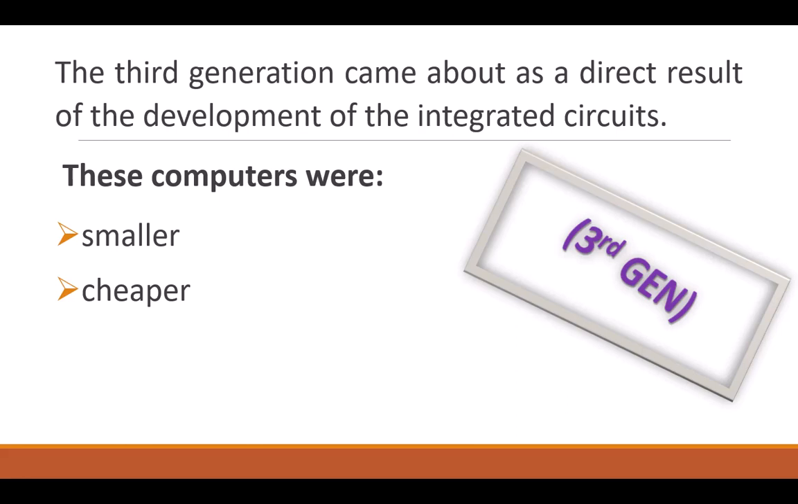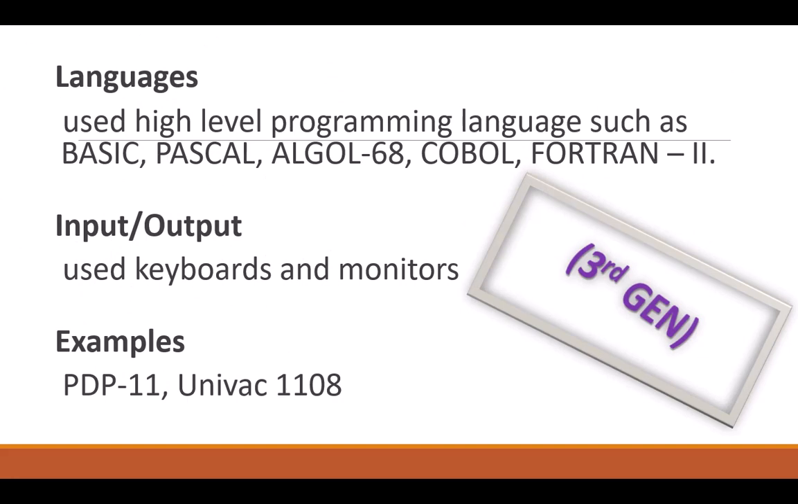Transistors were miniaturized and placed on silicon chips, called semiconductors, which drastically increased the speed and efficiency of computers. These computers were smaller and cheaper. Languages. Used high-level programming languages such as BASIC, Pascal, ALGOL 68, COBOL, etc. Input-output. Used keyboards and monitors. Examples: PDP-11, UNIVAC 1108.